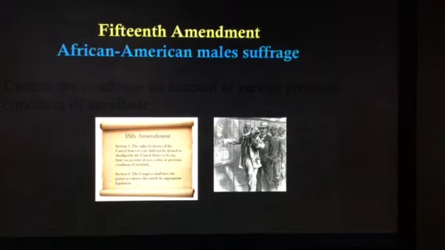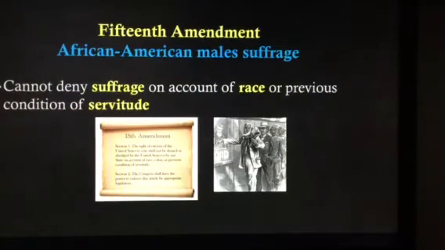The 15th Amendment, this was the amendment that did away with prohibitions against African Americans. This allowed African American males, in this case, the right to vote, suffrage. It cannot deny suffrage on account of race or previous condition of servitude. So a pretty short amendment. Section 1: the right of citizens of the United States to vote shall not be denied or abridged by the United States or by any state on account of race, color, or previous condition of servitude. That's the 15th Amendment, African American male suffrage.